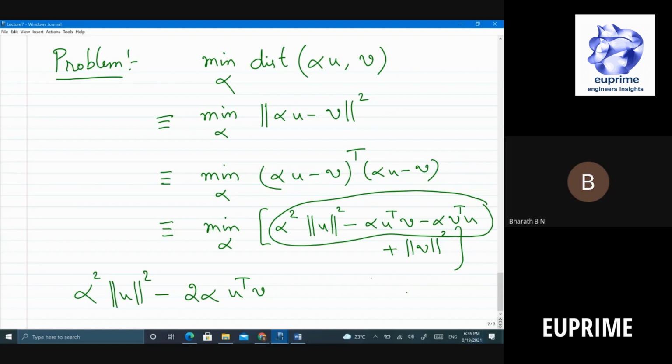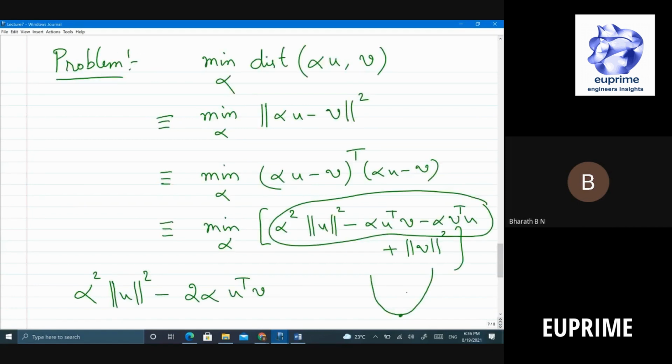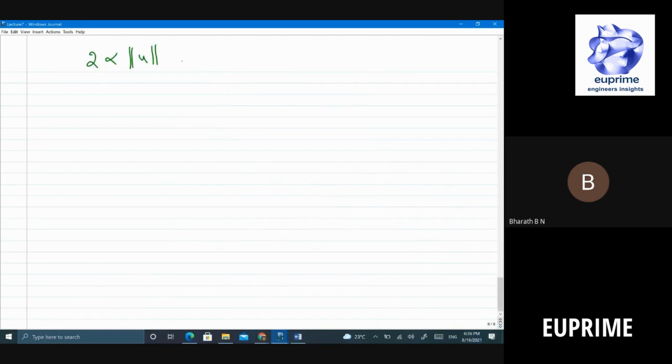It means it's like this. This is called a convex function. We will see what a convex function is, but this is something I can assume because you would have studied this in other courses. So how do you find the minima? Differentiate and equate it to 0. What do you get? 2 alpha norm of u squared minus 2 u transpose v equal to 0. So this implies alpha is u transpose v divided by norm of u squared, right?